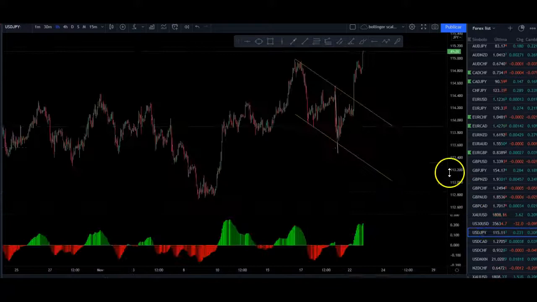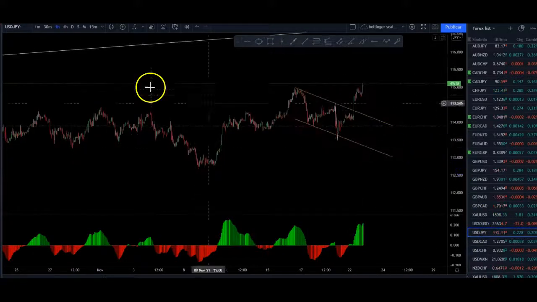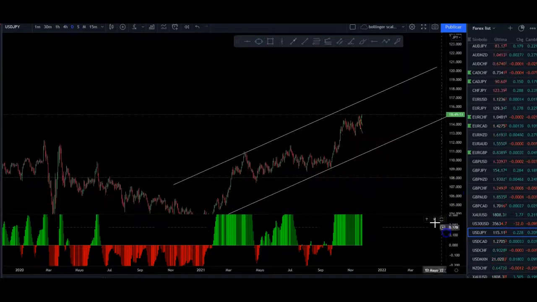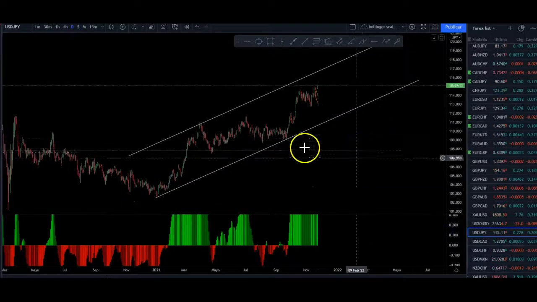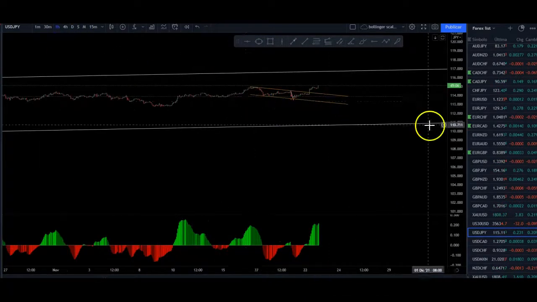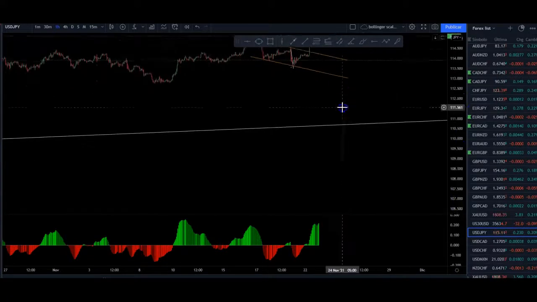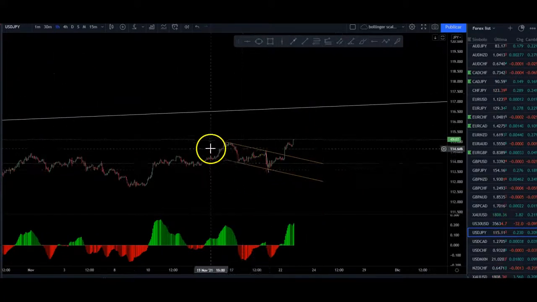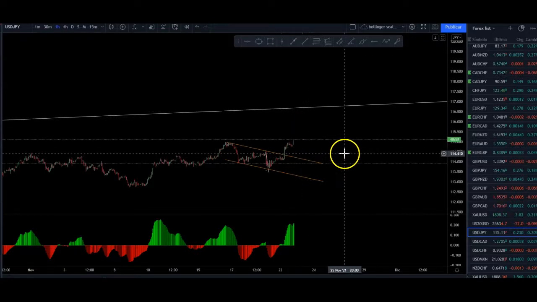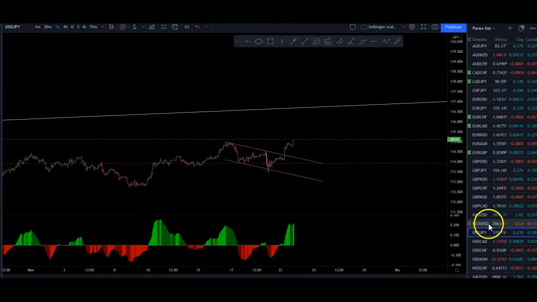USD/JPY real quick. USD/JPY, I don't like that one, but that's the pattern right there. In the 1 hour, it did another pattern inside of a pattern. It was a correction right there, and now it's breaking to a top again. Okay, that's USD. The gold, we already saw it.